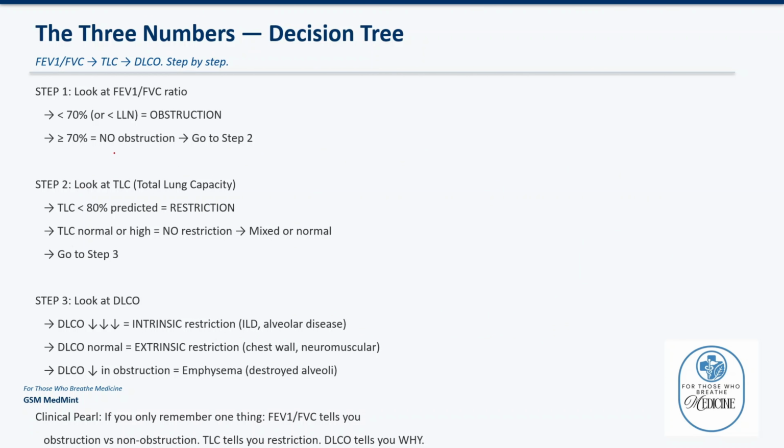So here is the step-by-step decision tree: the three numbers, the three steps. Step 1, we look at the FEV1 over FVC ratio. Is it less than 70% or less than the lower limit of normal? If yes, this is obstruction. The airways are the problem.